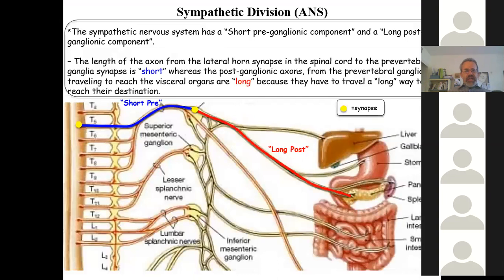So to look at this again, here is another diagram that I found was kind of cool. Here is the sympathetic division. Here we've got a short preganglionic neuron in blue, a long postganglionic neuron in red. Remember, the pre produces acetylcholine, the post produces norepinephrine.